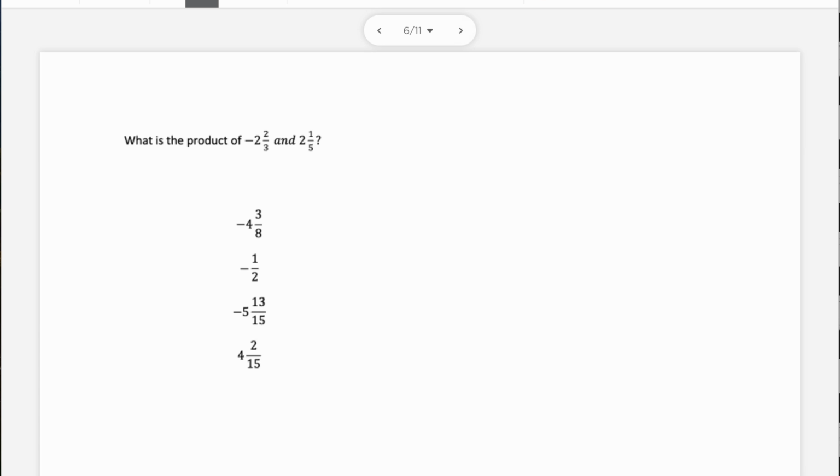It says, what is the product of negative 2 2/3 and 2 1/5? So we've got some mixed numbers here. First thing you want to do is change these mixed numbers into improper fractions so that we can multiply them. To do that, you take the denominator times the whole number. So 3 times 2 for this one is going to give you 6. And then you add the numerator to that product. So 3 times 2 is 6, plus 2 more is 8. That's going to be our numerator. And you keep the denominator the same from the original fraction.